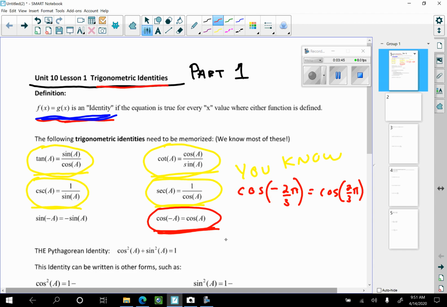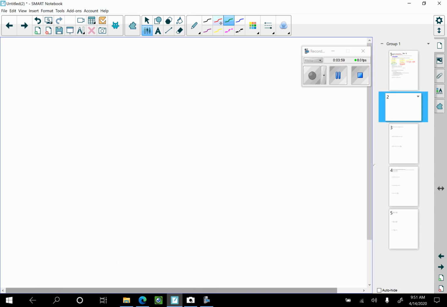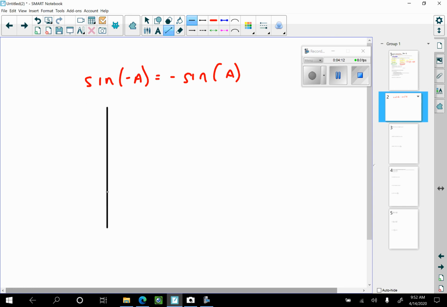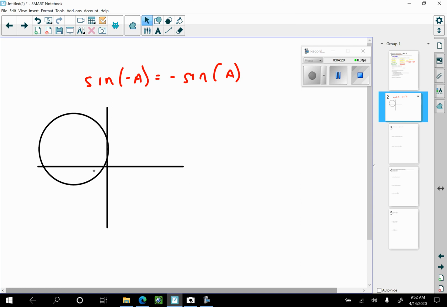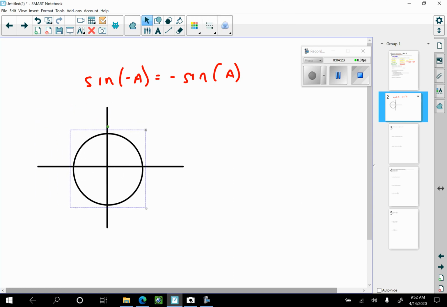This is an identity over here. We haven't talked about this much, but this could be easily verified with the unit circle. If I come over here to my next page, I'm going to verify this particular identity. It's pretty easy to verify. The sine of negative A is equal to the negative sine of A. And let's see if we can verify that. It's just a verification, not really a proof. I'm going to just do a unit circle here real quick.